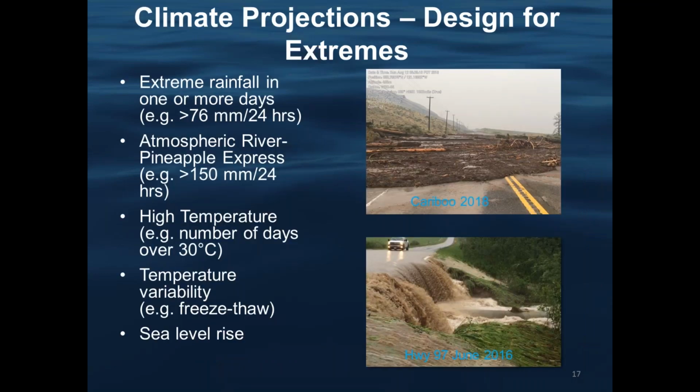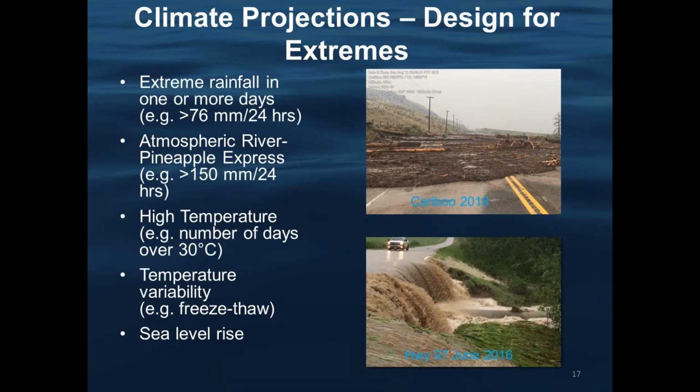right-of-way. The sorts of extremes that we're seeing and the design parameters that we're concerned about are extreme rainfall, which is one or more days of 76 millimeters or more rain in 24 hours. Certainly when we get word that there's a Pineapple Express or an atmospheric river hitting the coast like we've gone through over the last 4 or 5 days, we get concerned and we start watching things more closely.